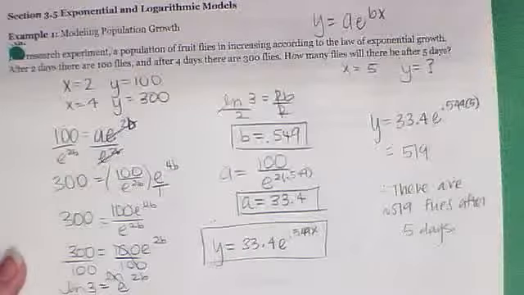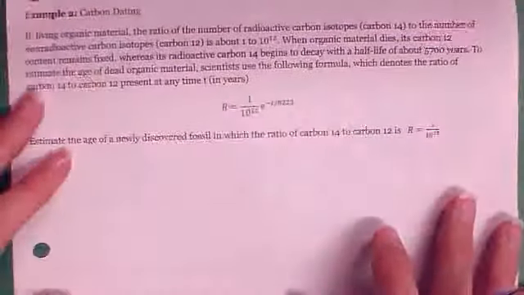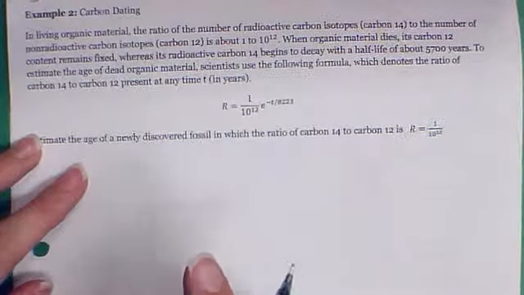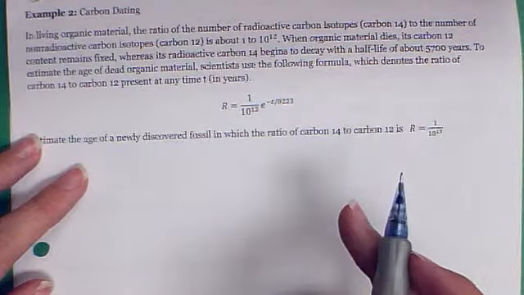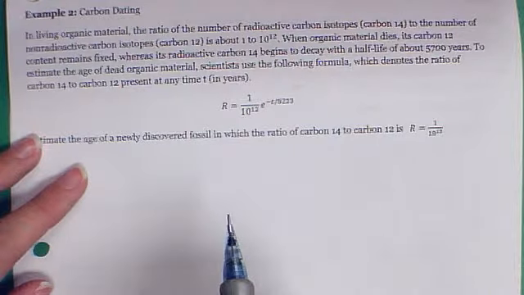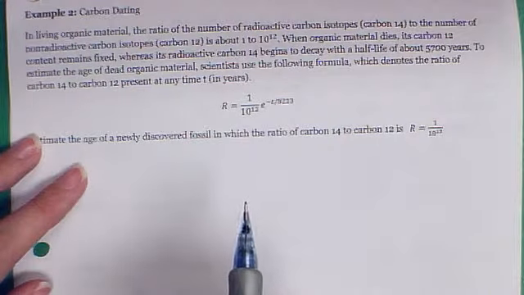The next application we're looking at is carbon dating. Carbon dating deals with fossils, so this might be something an archaeologist, or someone who deals with something to that effect, might be interested in. In living organic material, the ratio of the number of radioactive carbon isotopes, carbon-14, to the number of non-radioactive carbon isotopes, carbon-12, is about 1 to 10 to the 12th.